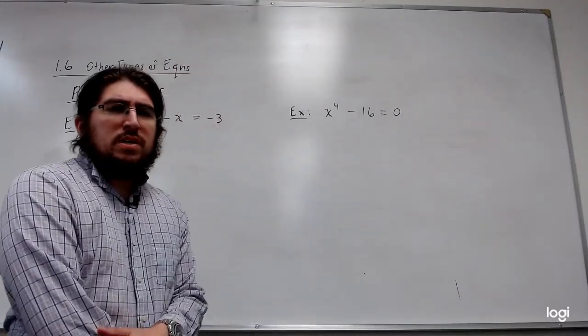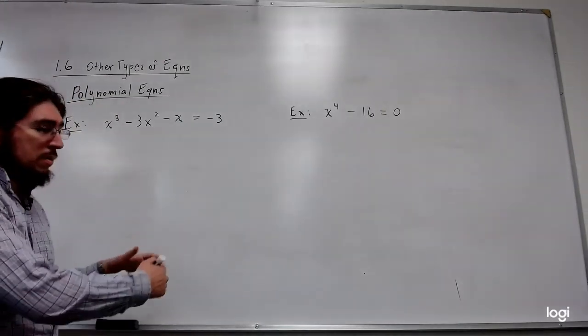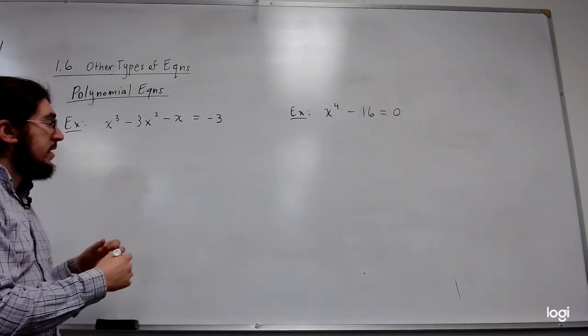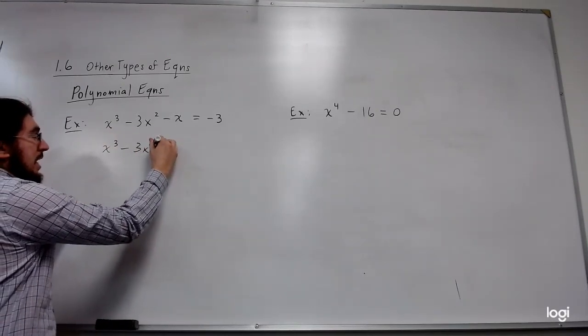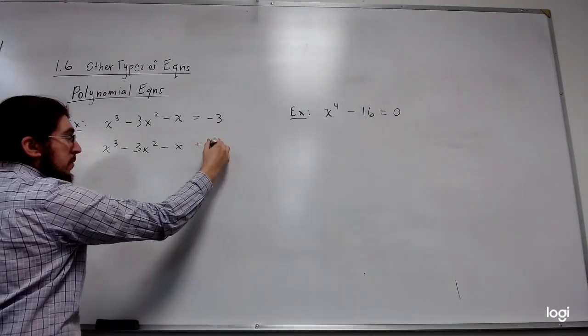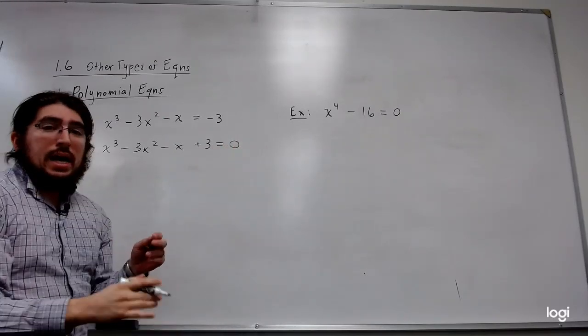Okay, so these are two different types of polynomial equations. The first type can be factored. Of course, we need to write it in the form we like, so the 0 is on one side and everything else is on the other. So I'm going to add 3 from the right to the left. Right? And now what can we do?